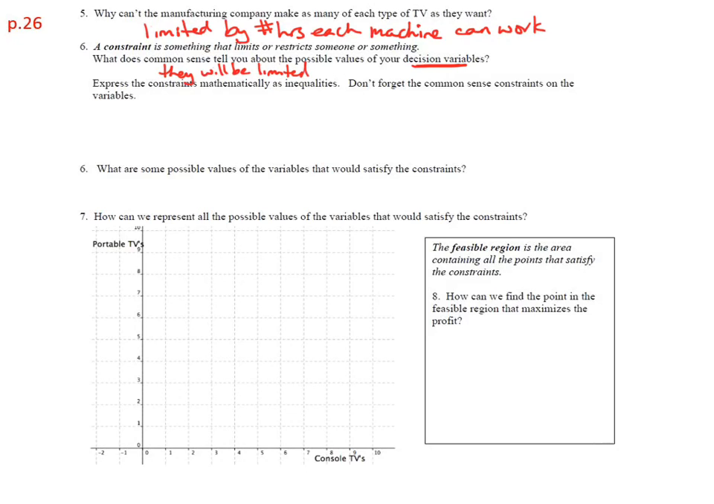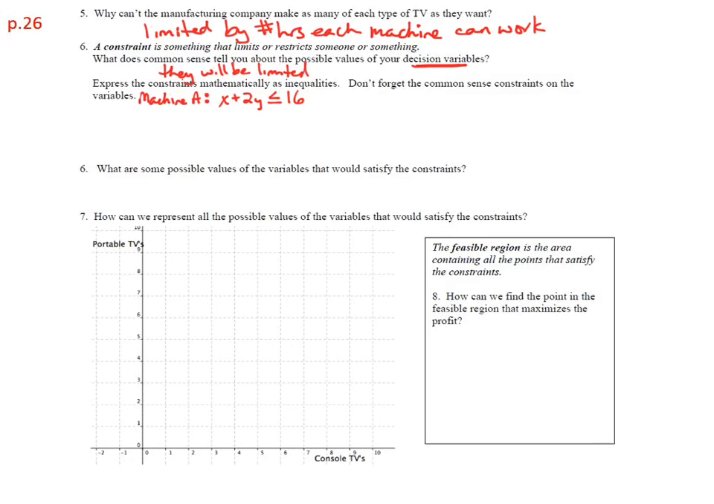Common sense will tell us that we have to make some TVs to make a profit. So let's write all those constraints as inequalities. Going back to those tables, looking at each of the columns, if we look at the column for machine A, that's going to give us our first constraint. So we had 1 hour for each console TV, x, and then 2 hours for each portable TV, 2y. We're limited to, so it's going to be less than or equal to 16 hours a day.